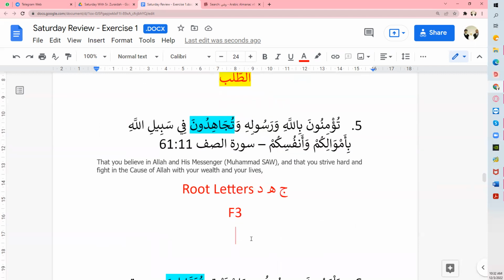Something happens to this here as well. So this is the normal one. Let's just type the normal one. Jahada. Okay, so this is our normal jahada yujahidu. We've learned this for years on end. Why can't it be tujahidu? This one is present tense. What do you think that ta is?